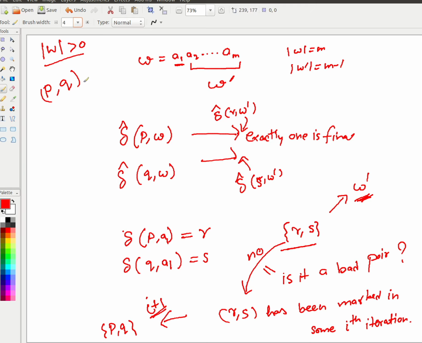So, your assumption was that P and Q is a bad pair, but here we are saying that it cannot be, because it must be found out by our algorithm. Our algorithm might not have terminated before marking PQ as distinguishable, because when RS has been marked, certainly in the next iteration PQ will definitely be marked. But you are saying PQ is a bad pair, that means there is a contradiction with our assumption itself, and therefore we don't have any bad pairs for our table filling algorithm.